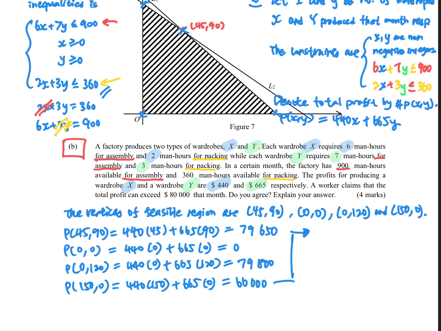So at last, we can find out that the greatest profit equals 79,800, which is less than 80,000. So the worker claims that the total profit can exceed 80,000. That does not make sense. That's why the claim is discredited.